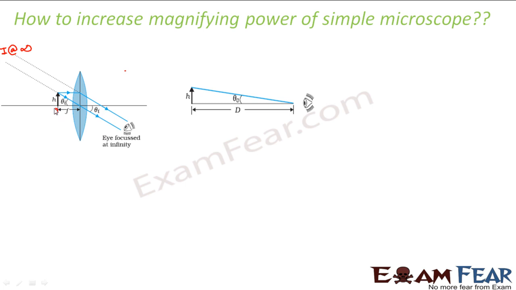And in the second scenario, the object is placed at a distance equal to the least distance of distinct vision. So this represents the least distance of distinct vision, that is also known as the near point. If an object is placed at a distance D, the object is very clearly and distinctly visible to the eye. Now, when the object is placed at the principal focus, the image is formed at infinity.